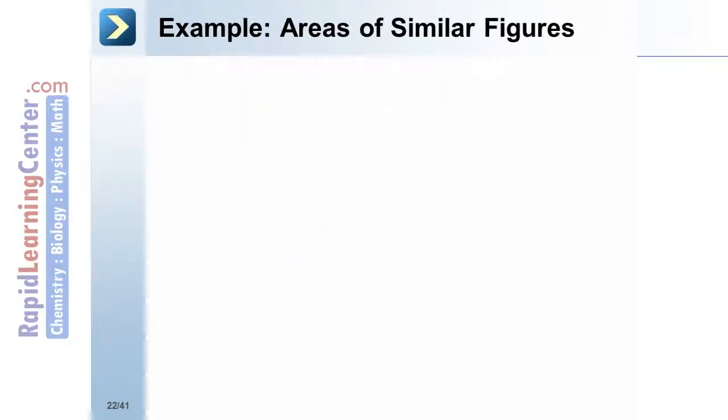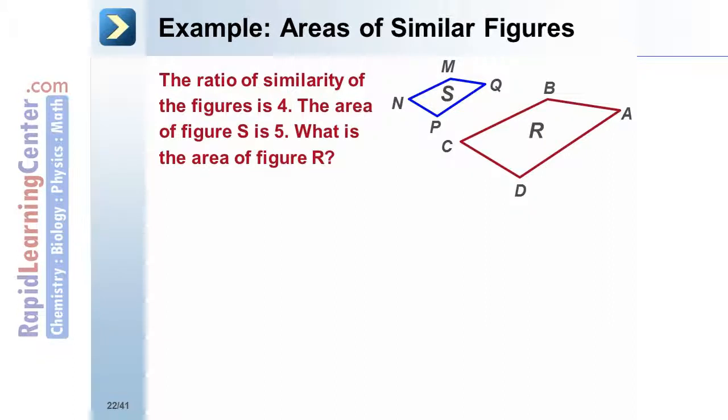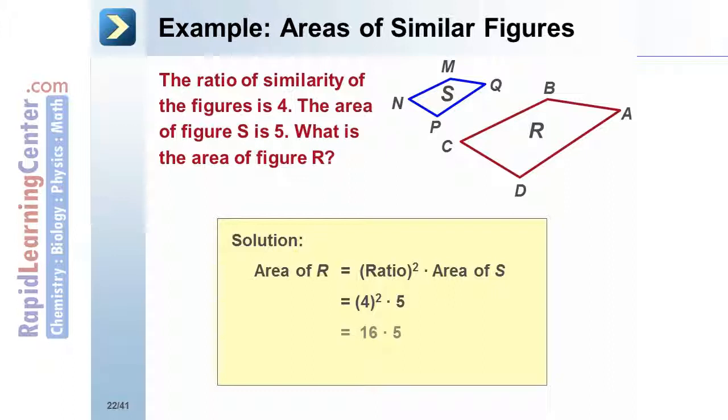Example: areas of similar figures. The ratio of similarity of these figures is 4. The area of figure S is 5. What is the area of figure R? Solution: the area of figure R equals the ratio of similarity squared times the area of figure S. Substitute the given values into the equation to get 4 squared times 5. Simplify to find the area of figure R is 80.